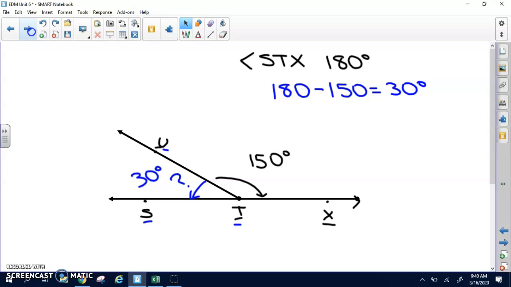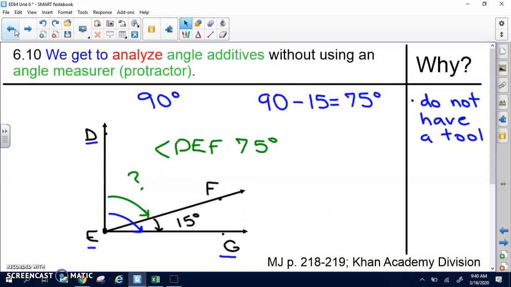So today your assignment is going to be to complete page 218 for your angle additives, and you also have math boxes on 219. When you're finished with these 2 pages, you are going to upload it into Google Classroom. There are directions posted for how to do that. Your teachers will grade and help support you with that. And then you can also complete Home Link 6.11. Good luck.